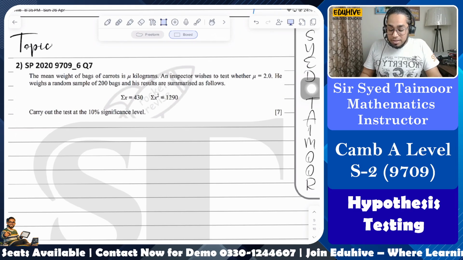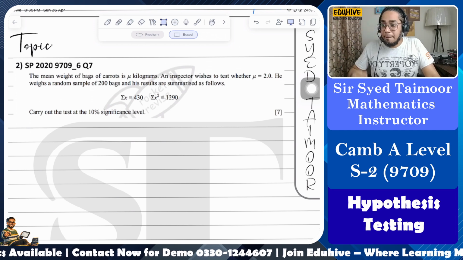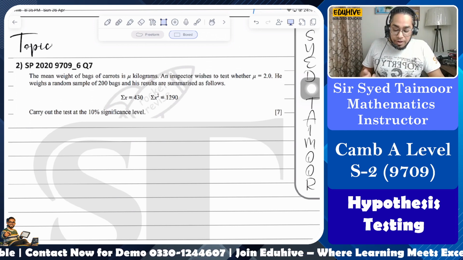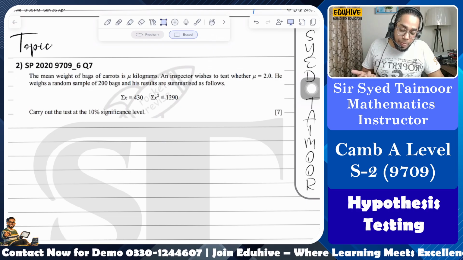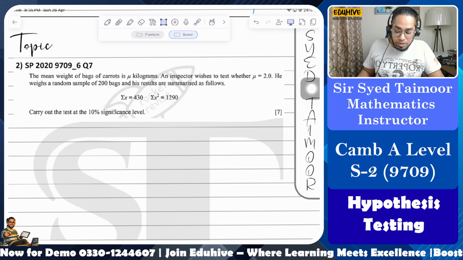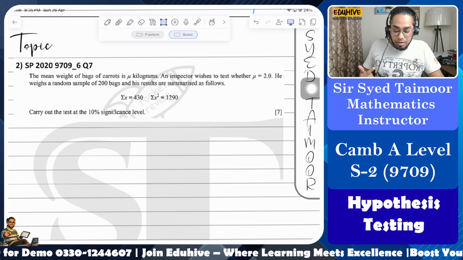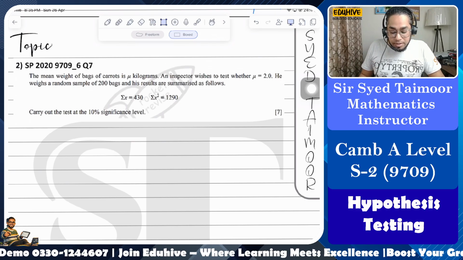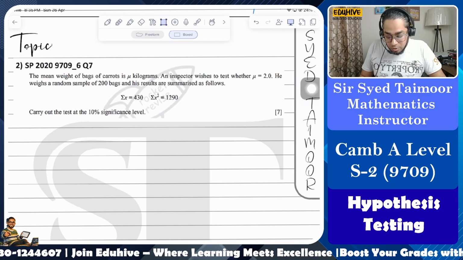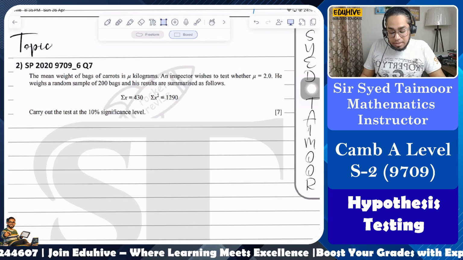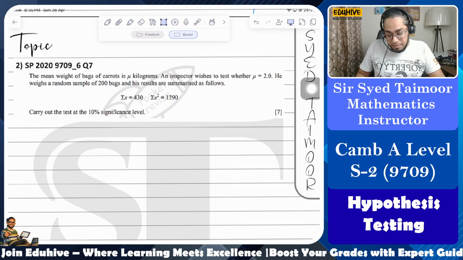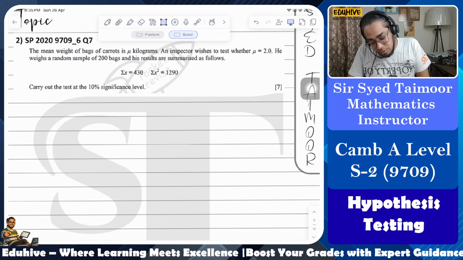Okay, what are they asking in this one? The mean weight of the bags of carrots is mu kilograms. An inspector wishes to test whether mu is equal to 2.0. He weighs a random sample of 200 and his results are summarized as follows: sigma x and sigma x squared. Carry out a test at the 10% level of significance. So we have to go for the test.